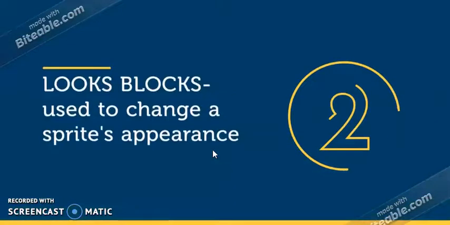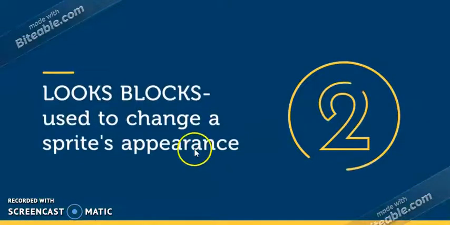The second one is looks blocks. They are used to change a sprite's appearance and can make a sprite say or think something. Change costumes or backdrops, or even change the size or graphic effects of a sprite. For example, creators can tell their sprite to display a text bubble and say hello for a 2-second duration.